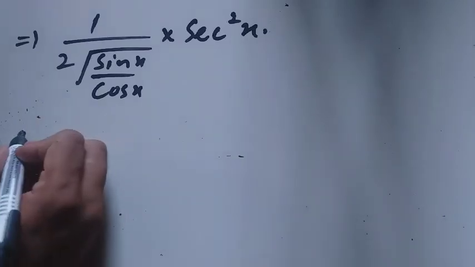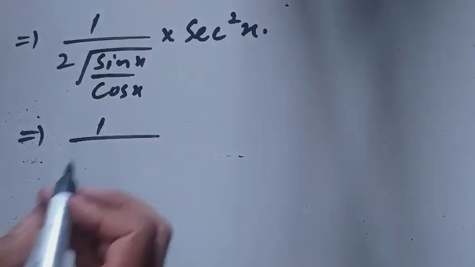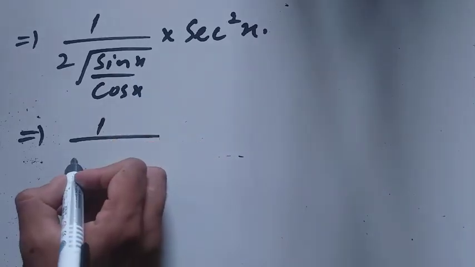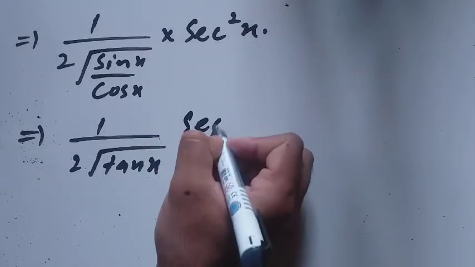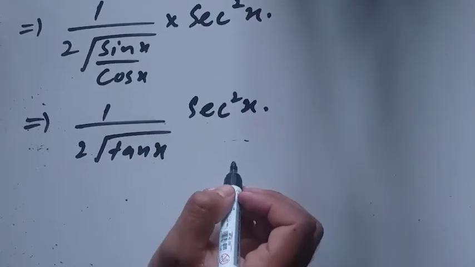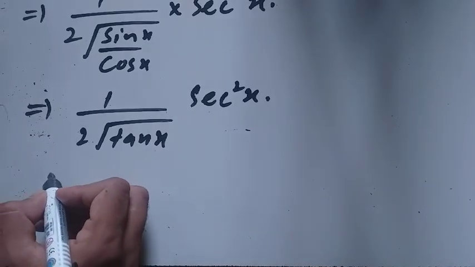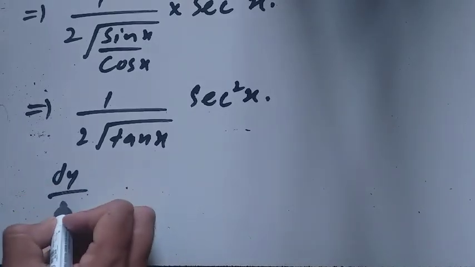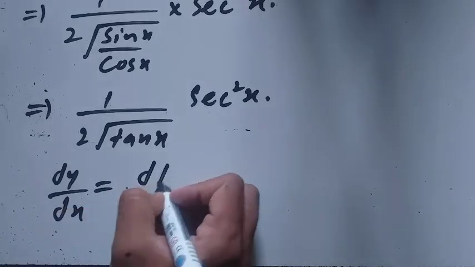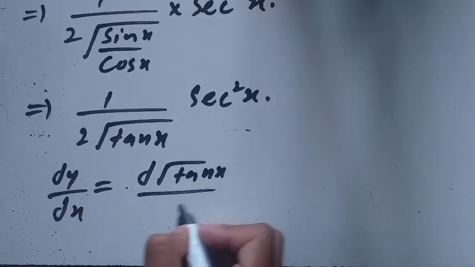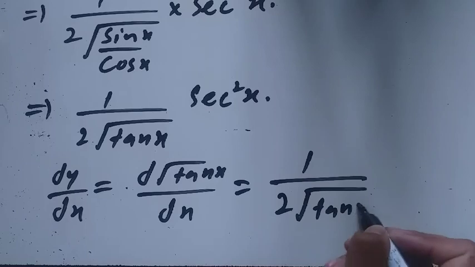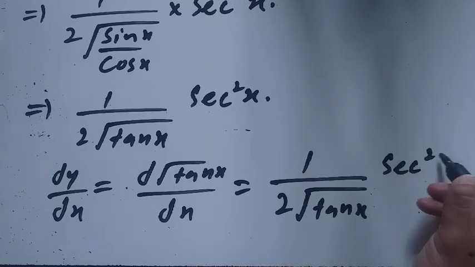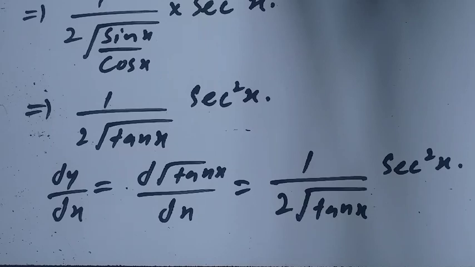All right, now here is the last step. This sine x divided by cos x can be written as twice under root of tan x, and this is our sec square x. Thus I can write here the derivative of our function, that is dy divided by dx of under root of tan x, comes out to be 1 by twice under root tan x and sec square x. All right, this is the proof of this, under root of tan x.